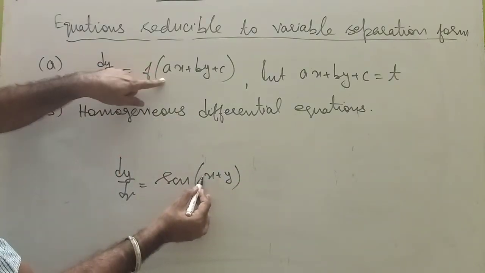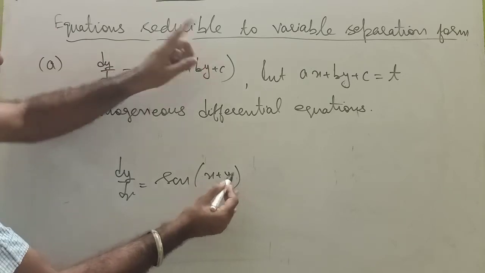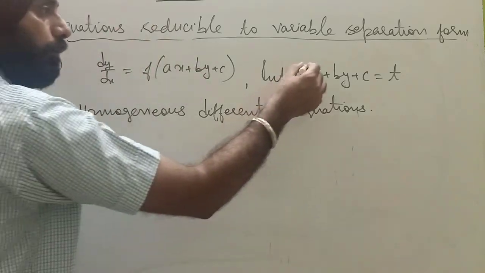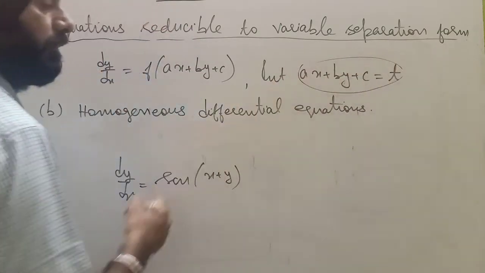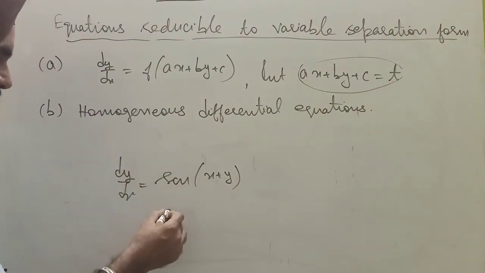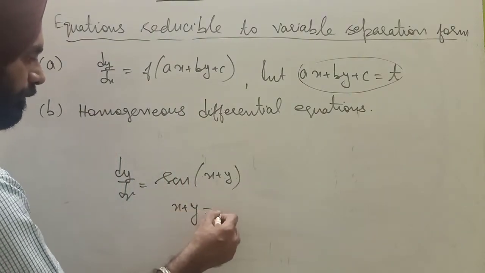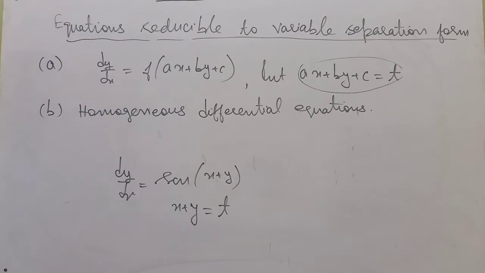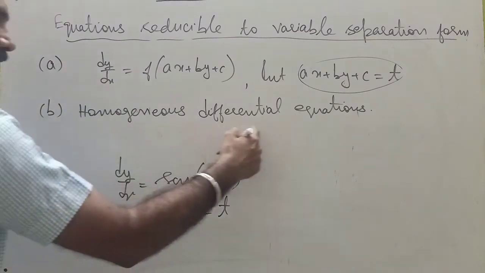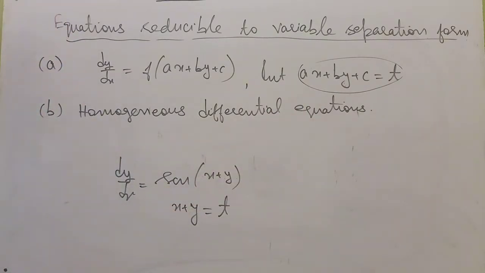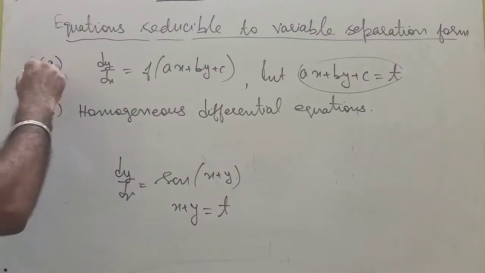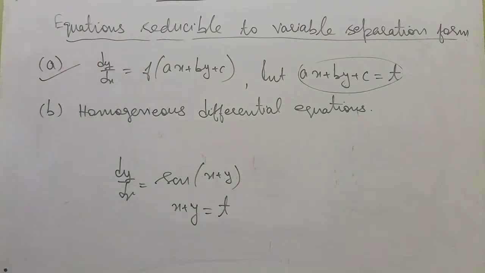Here a is 1, b is also 1 and c is 0. Clear? For this we will put ax plus by plus c is equal to t. Means in this case we will put x plus y is equal to t. And the second is homogeneous differential equations. So we will discuss one by one in this video. So first of all, let us take the first type.